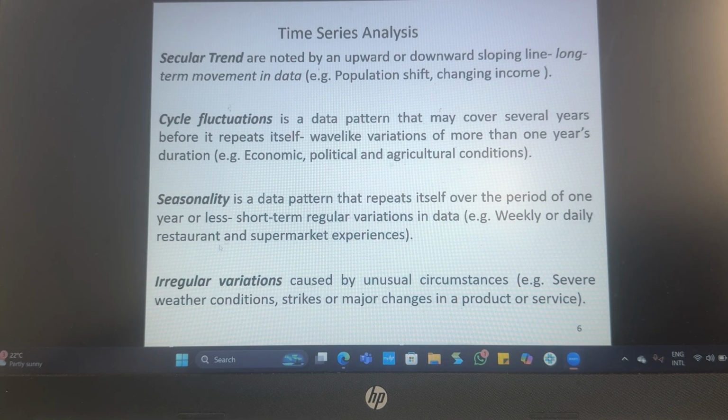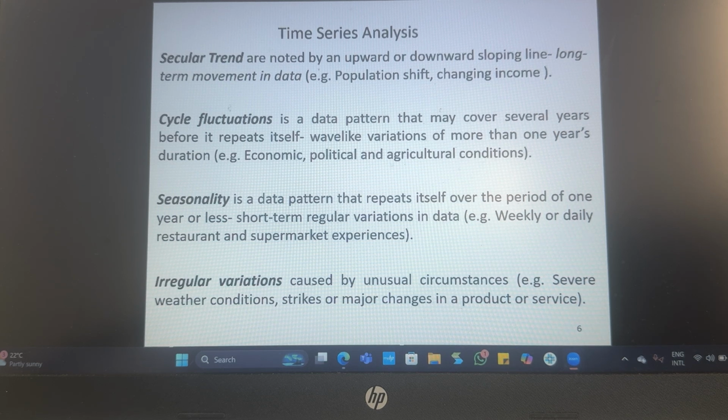Okay, so now you can see secular trends are noted by an upward or downward sloping line, long-term movements in the data. So you can show population shift, changing income like this. And the cyclical fluctuation is a data pattern that may cover several years before it repeats itself. It's a wave line, maybe 2 to 3 years or 3 to 4 years, wave-like variation of more than 1 year's duration. Economic, political, agricultural conditions, you can show like this.